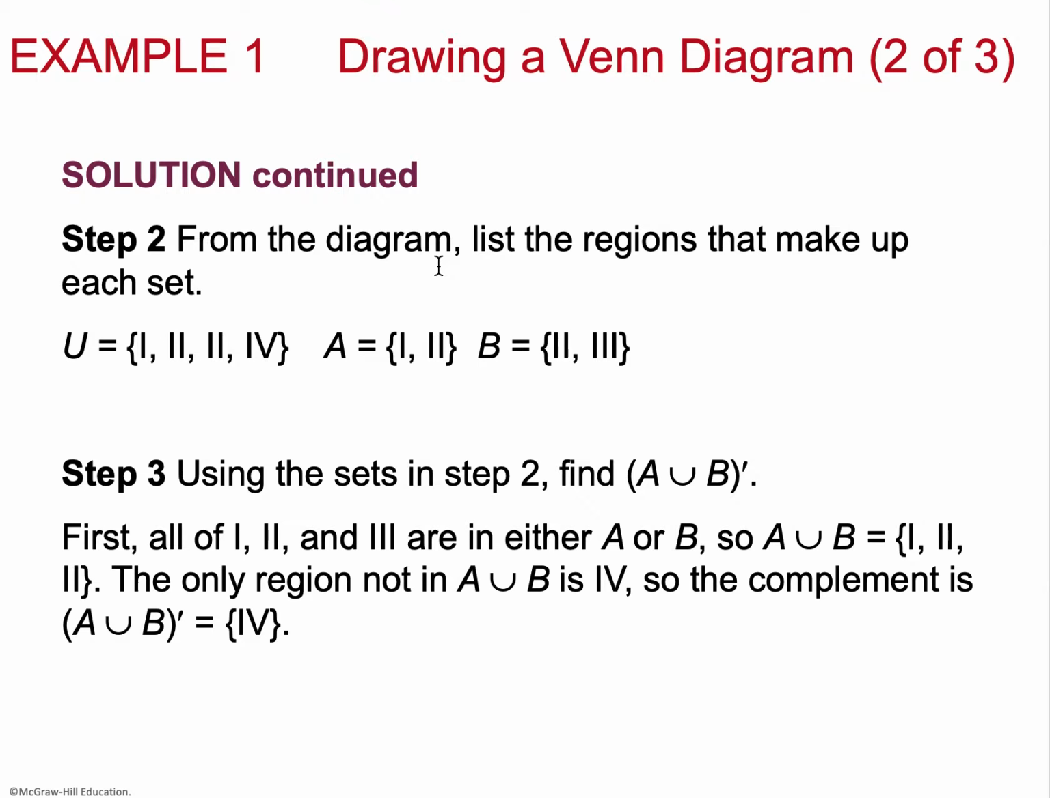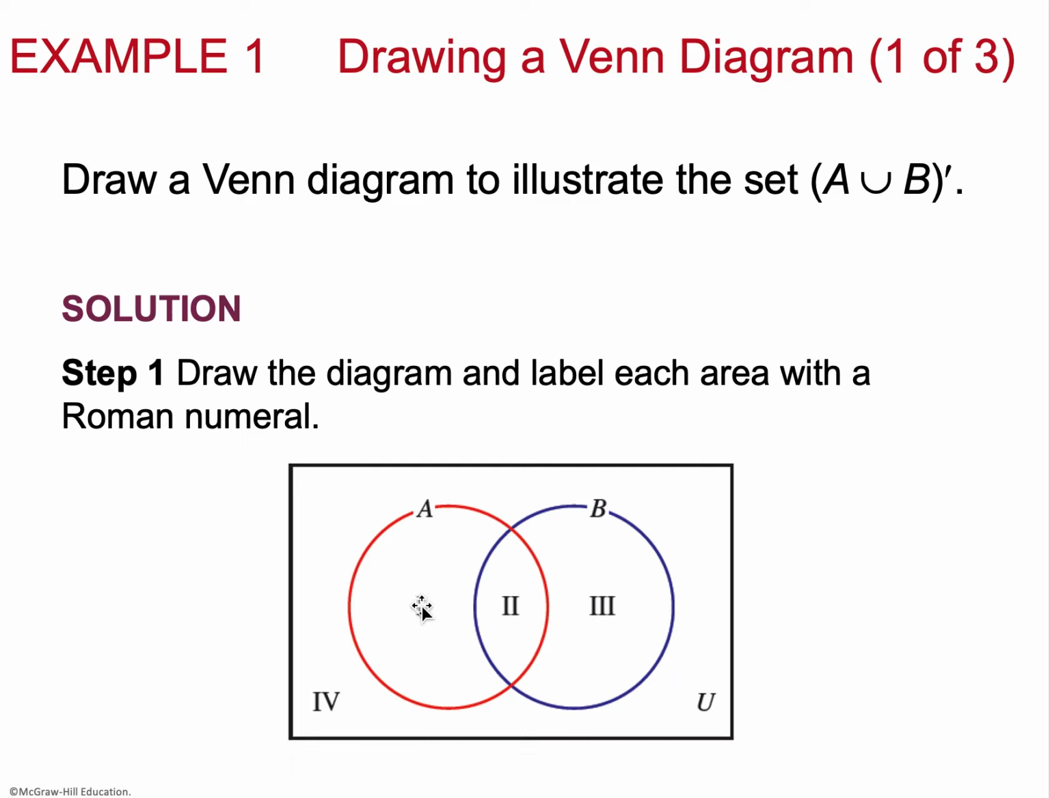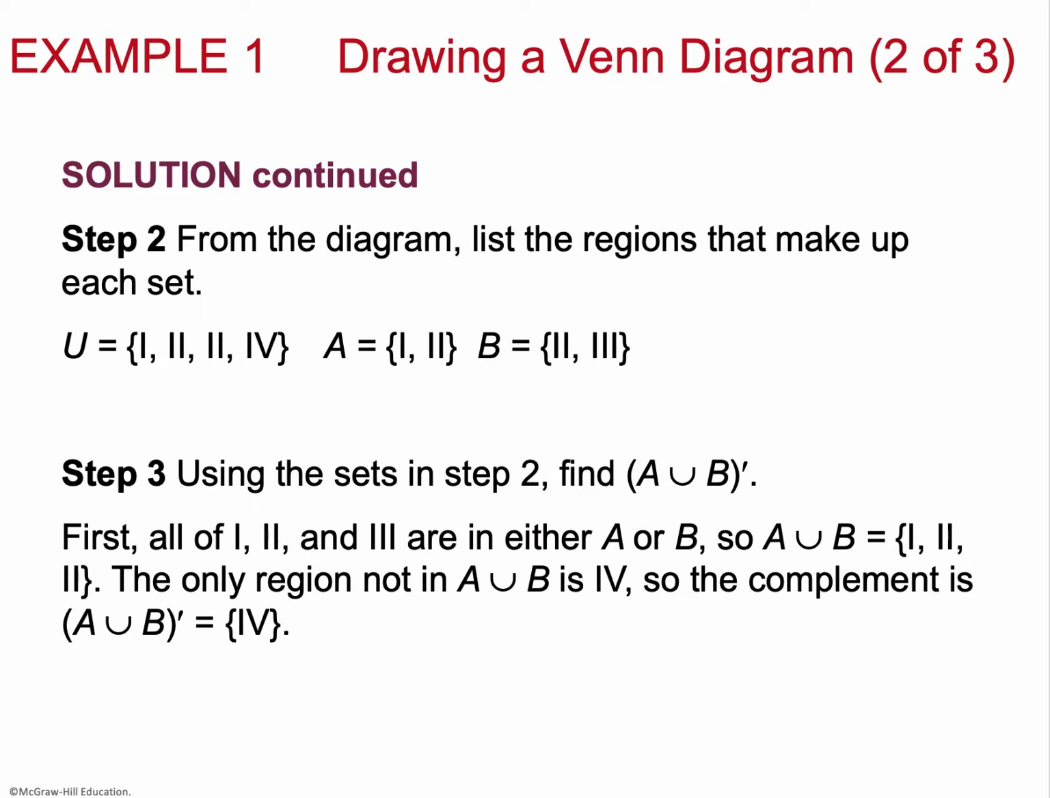From that diagram, I want to list the regions that make up each set. So the universal set has everybody in it. If I look at the red circle, I have 1 and 2 in the red circle, and then in B, in the blue circle, I have 2 and 3. So you'll notice that's how I defined A and B.